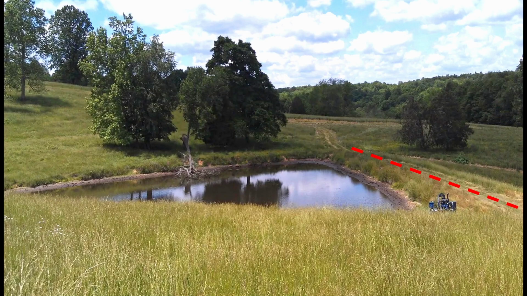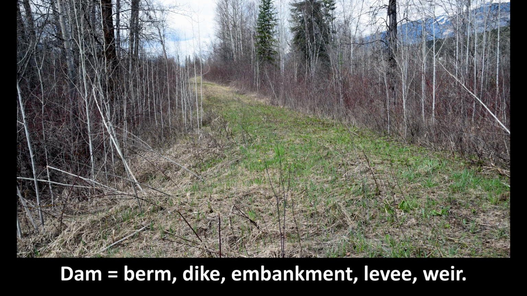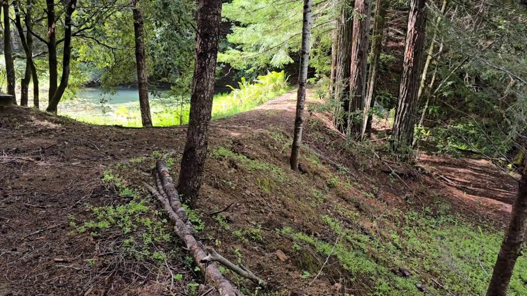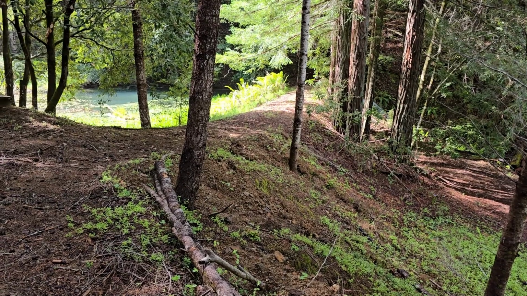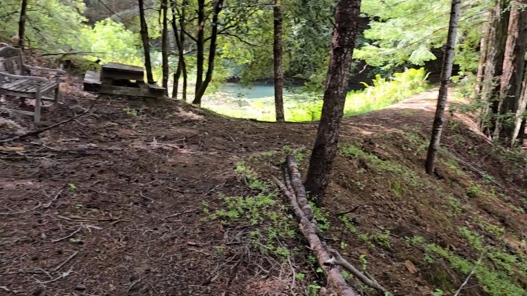The red dashed line shows the location of a dam that was built across an ephemeral stream to create a farm pond. A dam may also be called a berm, a dike, an embankment, a levee, or a weir. You're looking at a dam that was built across a narrow place in a valley so it would back up a pool of water. The dam was built over 50 years ago.